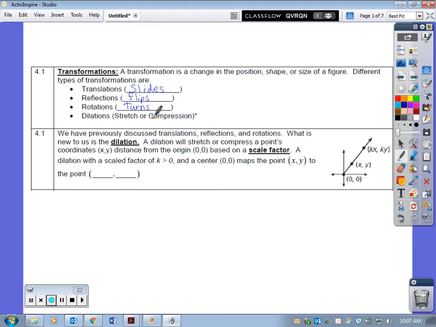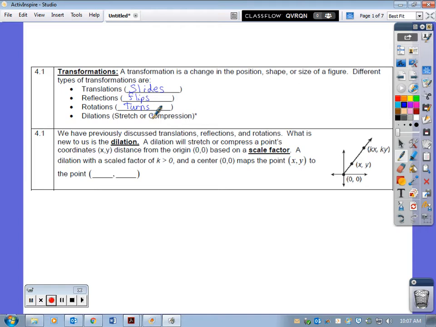So we've previously discussed translations, reflections, and rotations. What is new to us is the dilation. So a dilation will stretch or compress, so make bigger or smaller, a point's coordinates, x, y, the distance from the origin, which is the point 0, 0, based on a scale factor. So the scale factor is the number essentially that we're going to multiply by the point.